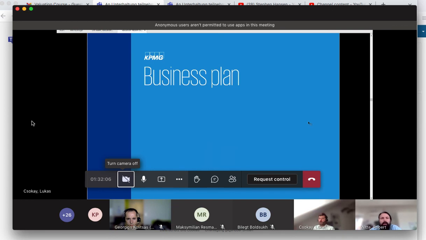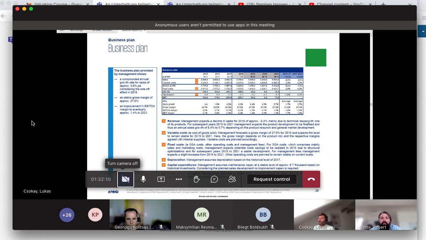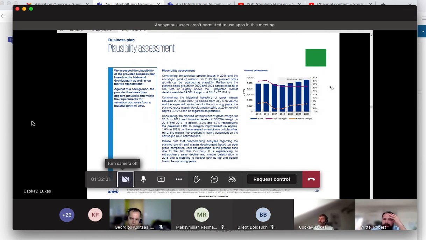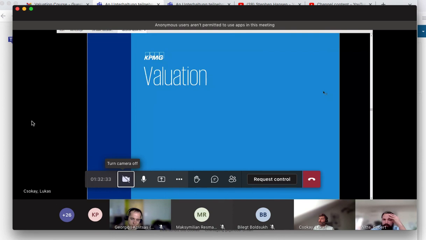And then of course we come to the business plan, and here again we present the business plan. In this case, it wasn't an integrated but really a sales to EBIT business plan, and then we present the underlying assumptions based on information from management. And then, of course, we have to assess again the business plan and whether it makes sense. Perfect. And then valuation.